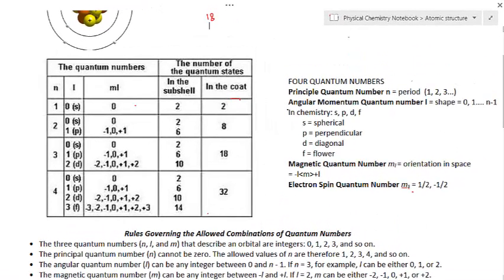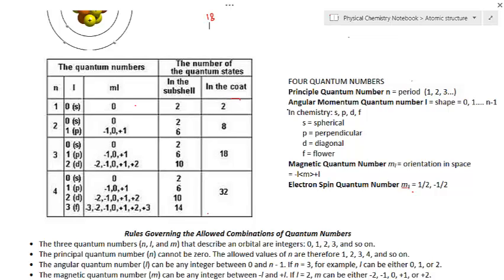L is the angular momentum quantum number, which is 0 for n equals 1, or 0 and 1 for n equals 2. So it's basically 0, 1 up to n minus 1. In chemistry, we actually describe this by letters S, P, D, and F, and these describe the shape of the orbital.